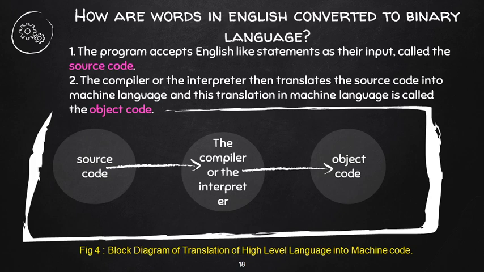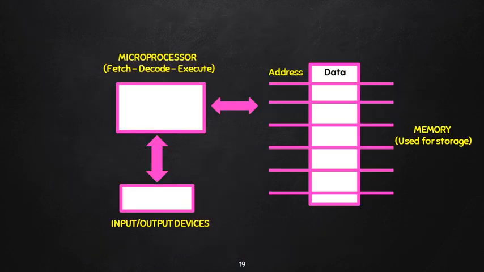So how translation of high level language to machine code occurs is basically the source code is given to the compiler or the interpreter and then it is converted to the object code. Now in short, we know what the main blocks of a microcomputer are. It consists of a microprocessor, a memory and input and output devices.